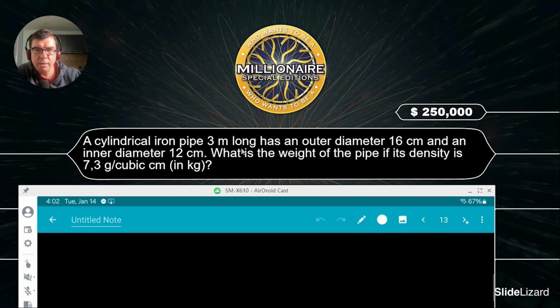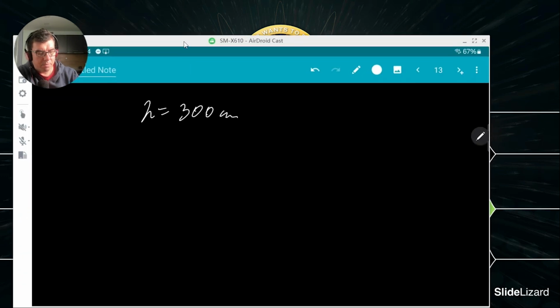So this length of 3 meters is the same as the height, because if I rotate the pipe, I'll get a height of 3 meters. So H equals 3 meters, that is 300 centimeters. And now let's look at the base of the pipe. So the base looks something like this.